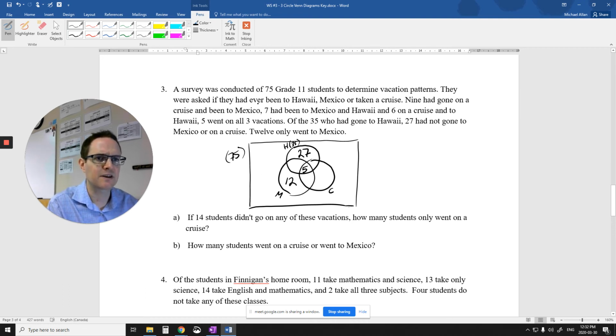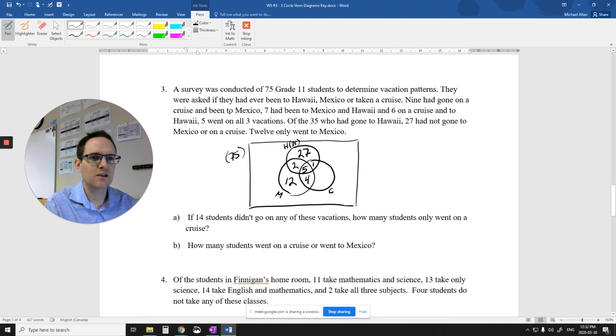Let's see if we can figure out from the other information that we skipped. So 9 had gone on a cruise and been to Mexico. So there's 9 in here, but 5 on all 3, so there's going to be 4 here. So that's going to be 9 altogether. 7 to be in Mexico and Hawaii. We'll put a 2 here because that's 7 in total. And 6 cruise and Hawaii, so there's going to be a 1 there. All right? Okay, I think that's everything I could fill in.